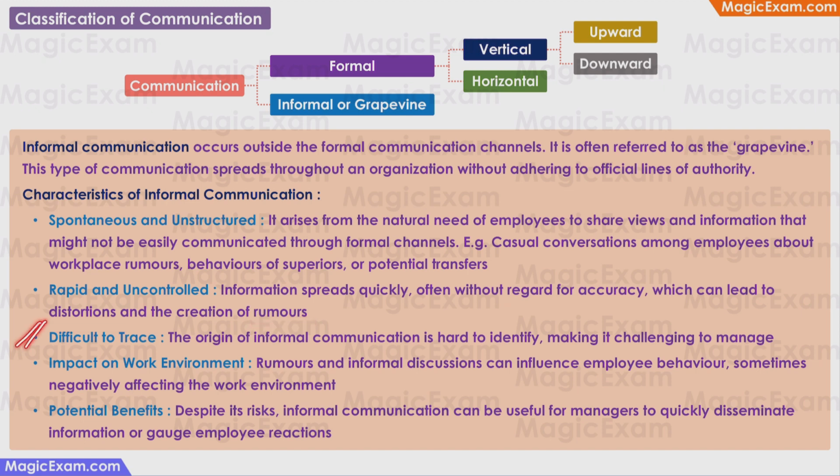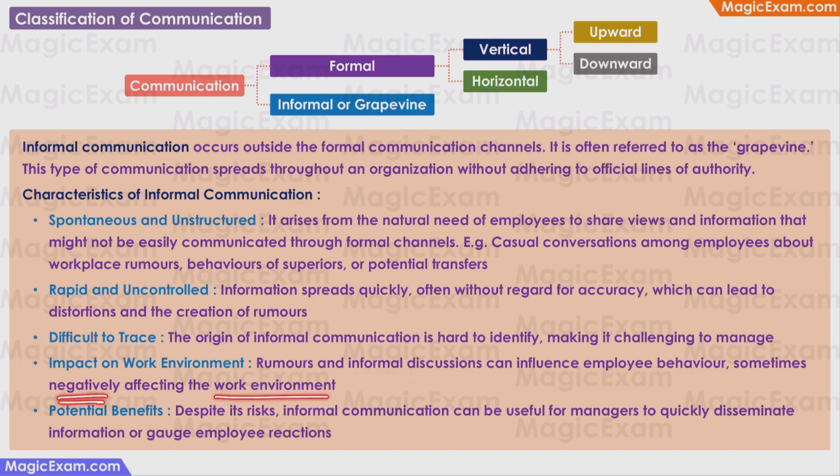It can be difficult to trace. The origin of informal communication is hard to identify, making it challenging to manage. Employees may just say, "I heard it from someone," without identifying who gave them the informal or incorrect information. It may have an impact on the work environment because rumors and informal discussions can influence employee behavior, sometimes negatively affecting the work environment.